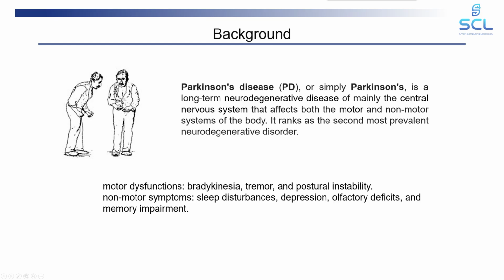Parkinson's disease is a long-term condition that mainly affects the central nervous system, impacting both movement and non-movement functions. It's the second most common neurodegenerative disorder after Alzheimer's disease. There is currently no cure, and treatments like dopamine agonists and deep brain stimulation only relieve symptoms. Therefore, predicting Parkinson's disease progression is vital for personalized patient care.